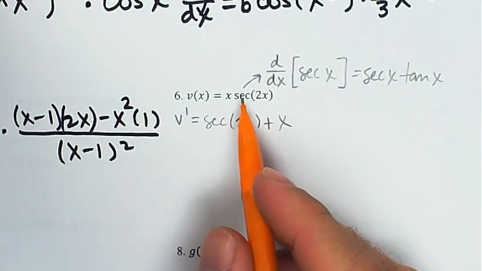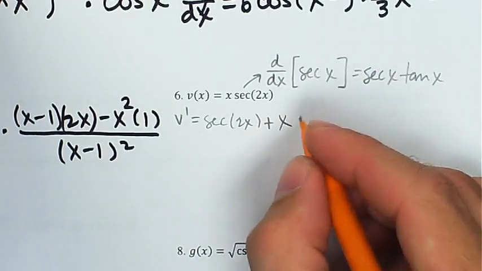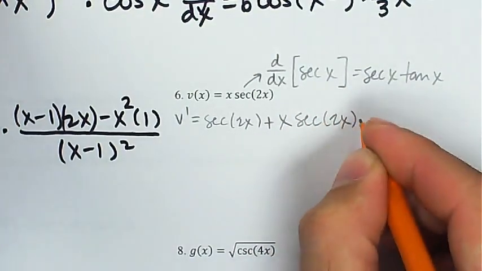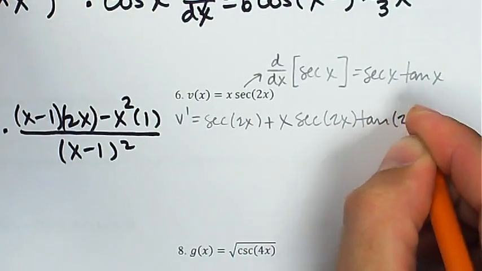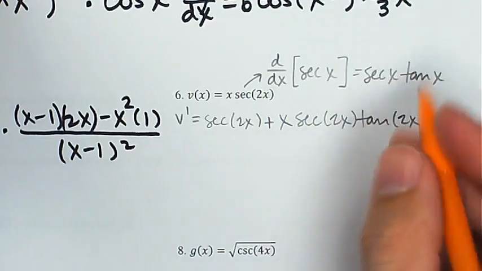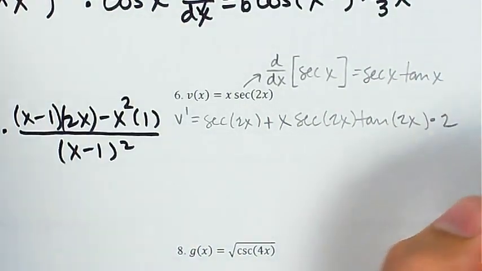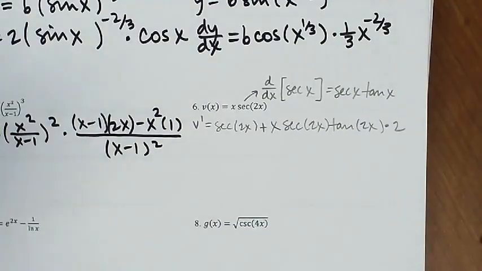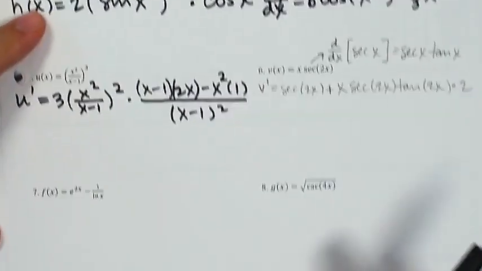So the derivative of secant of 2x will be secant 2x tangent of 2x, but then I need to multiply by the derivative of the inside for the chain rule, so that's times 2. And that's v prime. That was just kind of a lot. I definitely wouldn't have fit it in there if I was still using a felt pen. So zooming back out, moving along.